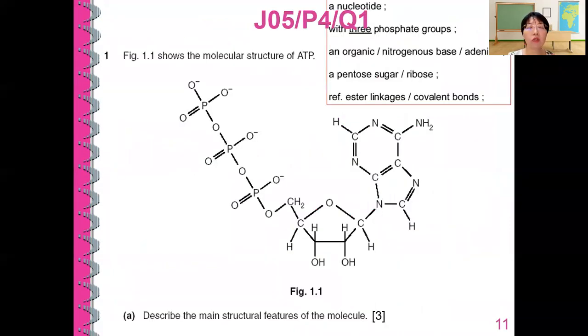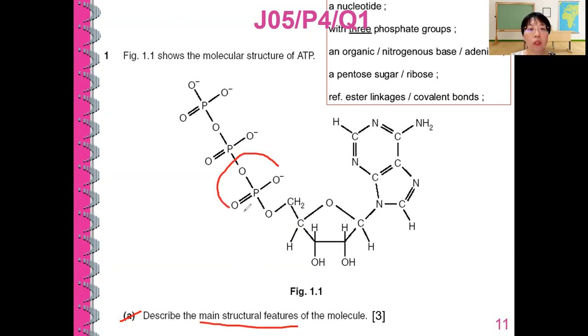Okay, so let's look at the structure of ATP now. Let's look at the past year question. A, describe the main structural features of the molecule. You'll notice that if you print out your PowerPoint, you will not see the answer. So you need to open your notes in the form of PowerPoint, and click the animation, then only the answer will appear. Then you can copy down the answer. Make sure you write down the answer into your notes so that you can refer to it when you study for exam.